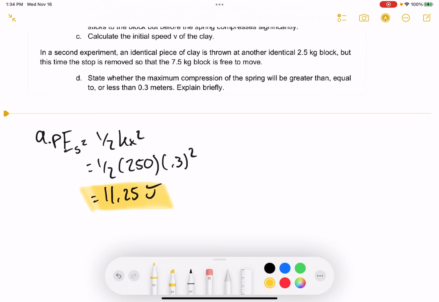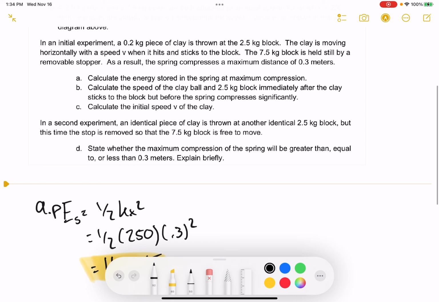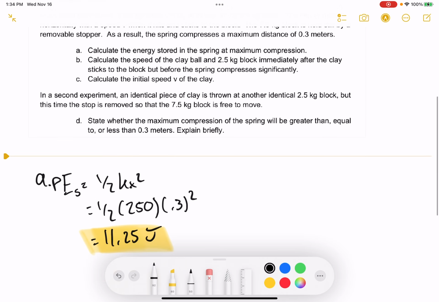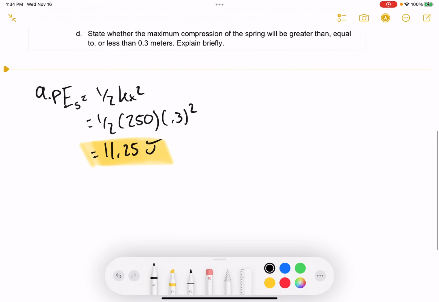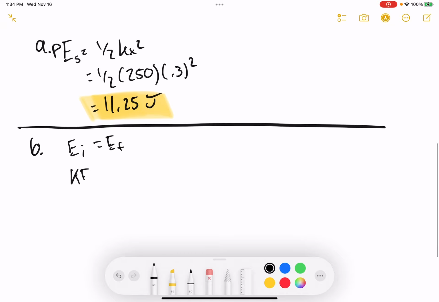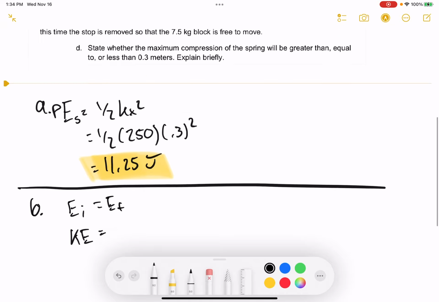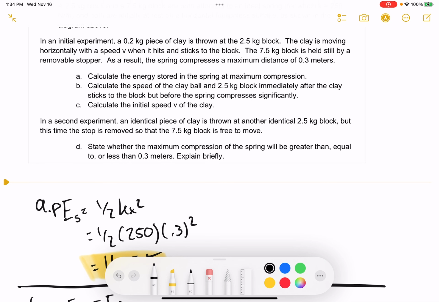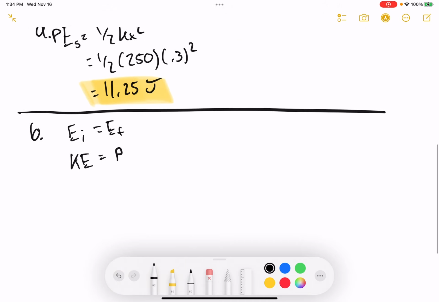Not too difficult. Next, it says calculate the speed of the clay ball and the 2.5 kg block immediately after the clay sticks to the block, before the spring compresses significantly. So this is part B, and this is another energy question, right? We have our EI equal to our EF. Our initial is just kinetic energy because the spring is not yet compressed, and at the end that's the complete distance it compresses, which means it's no longer moving at that point, right? If it was still moving, it would continue to be compressed. So we're just left with this PES.